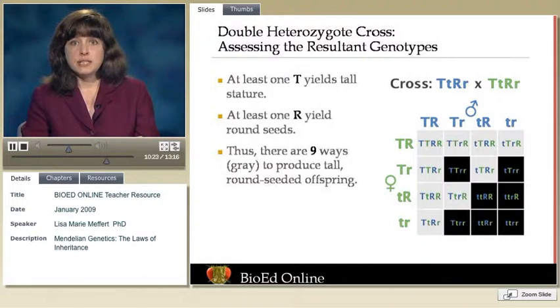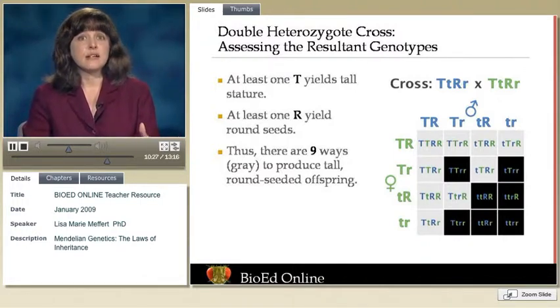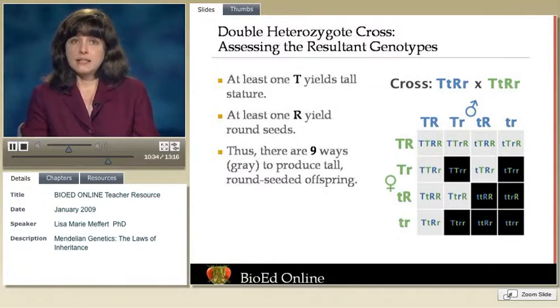Now, let's look at the phenotypes. Those were all the genotypes, all the combinations of alleles that you can get for those two traits. So now let's look at the phenotypes that you see. Remember that if you had at least one big T, you were tall. And in this case, if you had one big R, that's dominant to wrinkled seeds. So if you have at least one big R, you have round seeds.